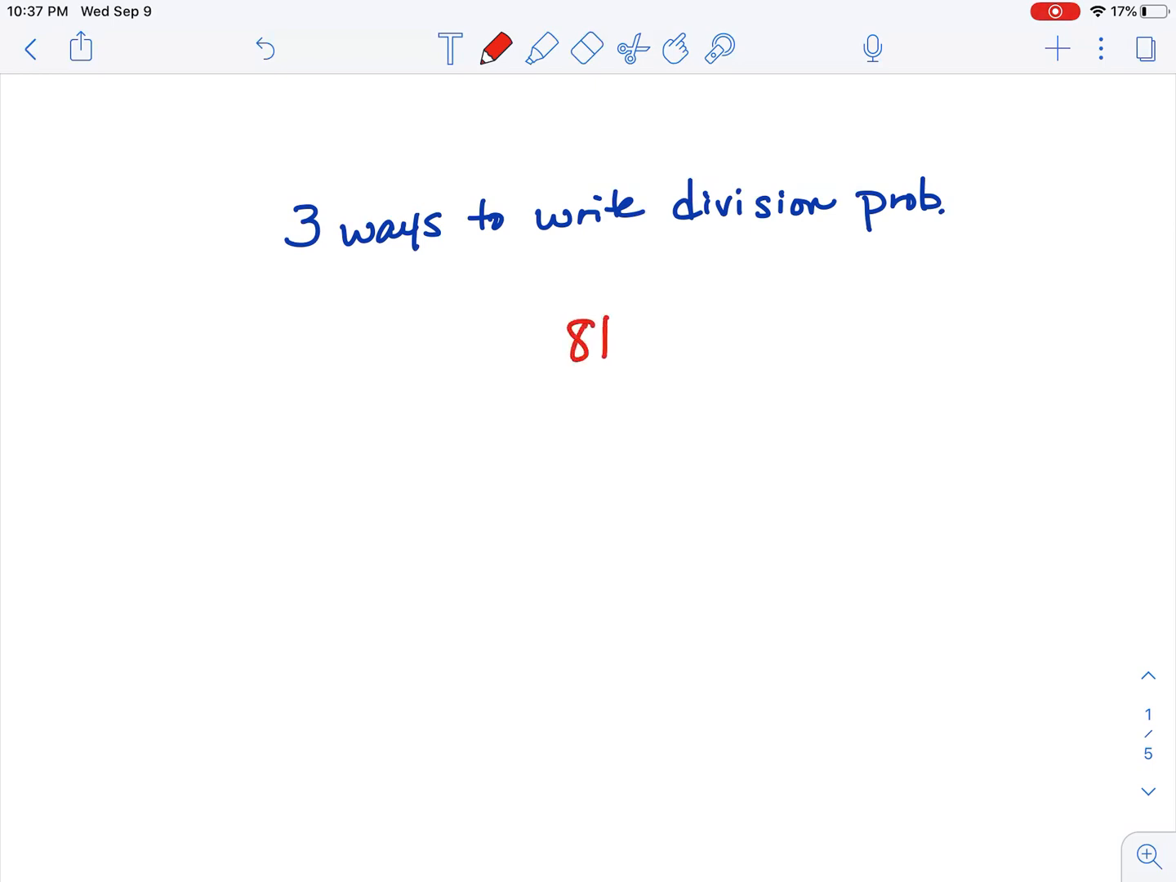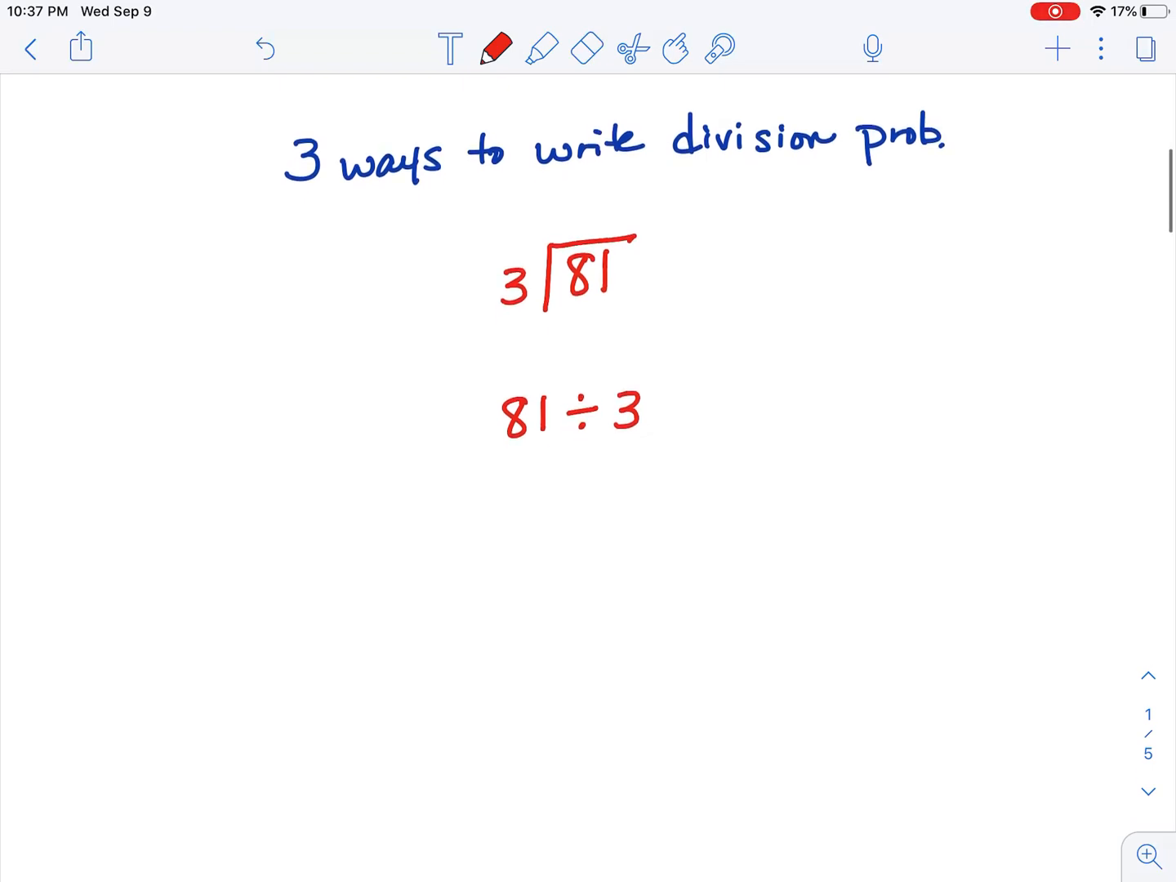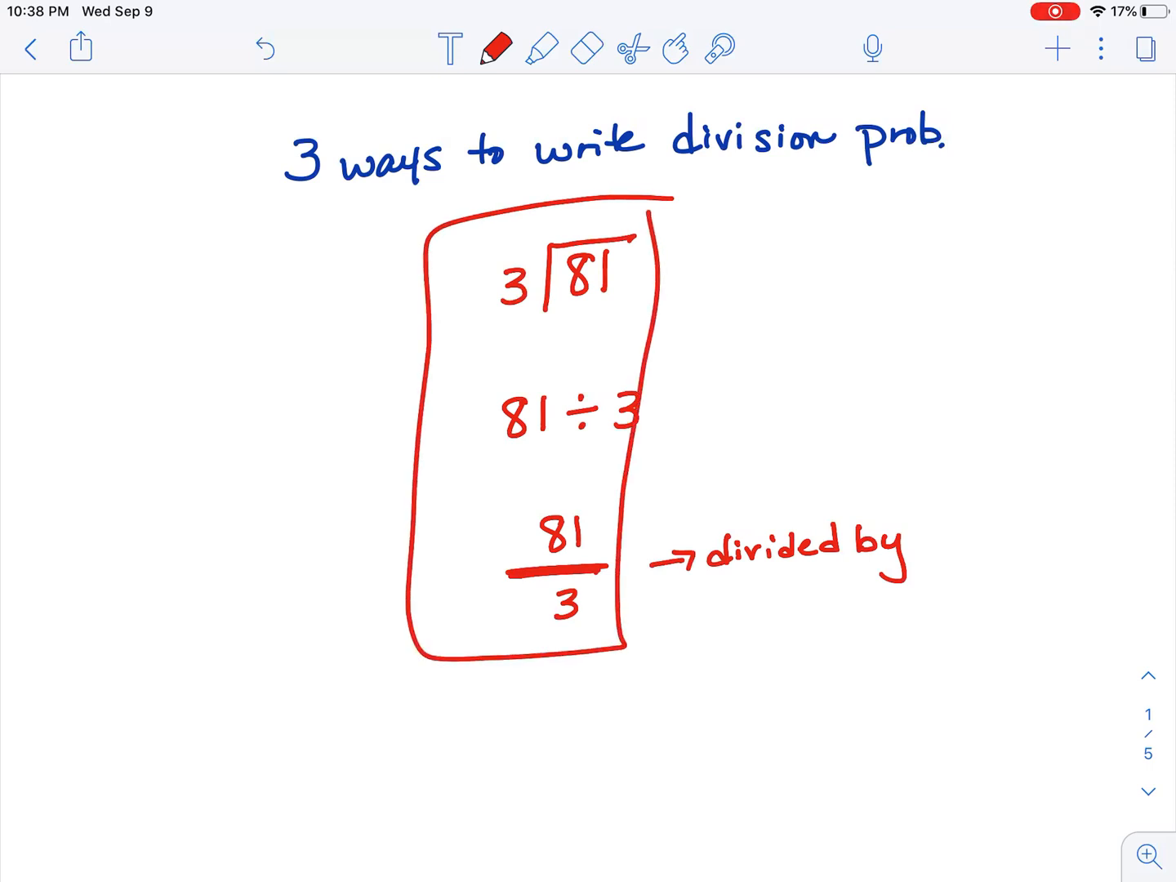You could do 81 divided by 3 like that. You can say 81 divided by 3 like that. And I'm about to make a statement that you're going to hear probably 1,000 times this school year. Every fraction is a division problem, and every division problem is a fraction, because I can also write 81 divided by 3 as a fraction. That fraction line says divided by. So all three of these say the exact same thing.